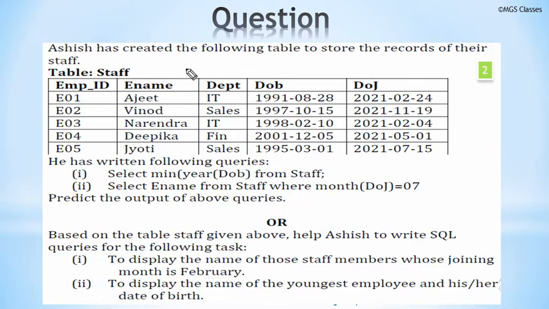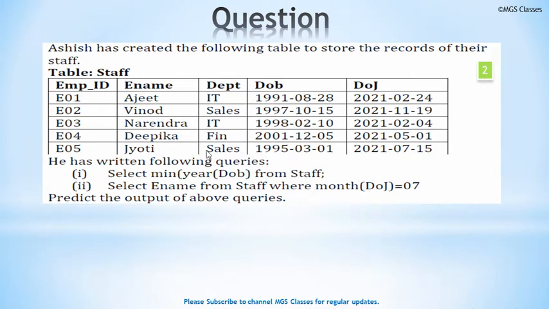So first we will answer the first portion of this question and then we will go to the internal choice. So let's get started with the first portion of this question. I am attempting the first portion. So, select min year of DOB from staff.